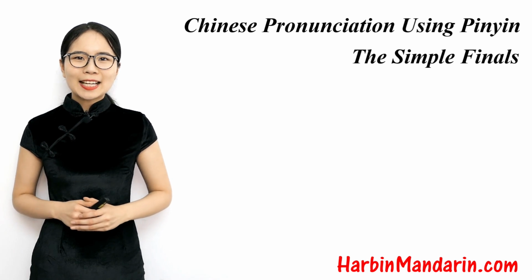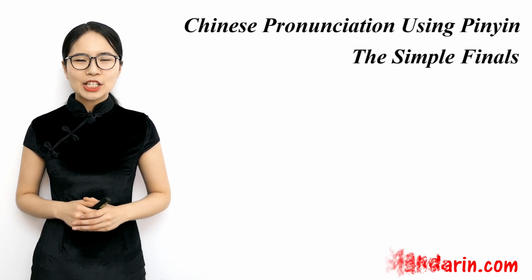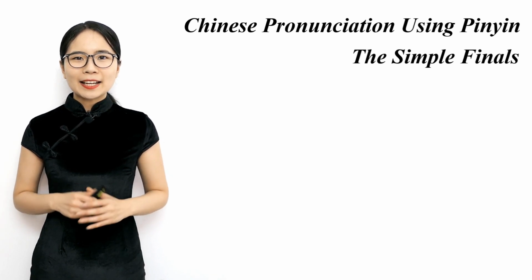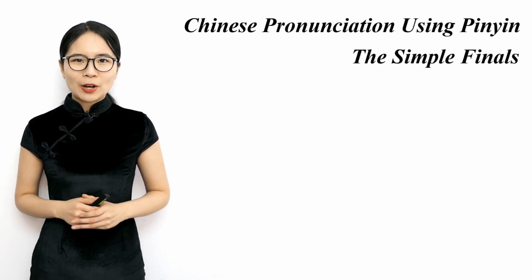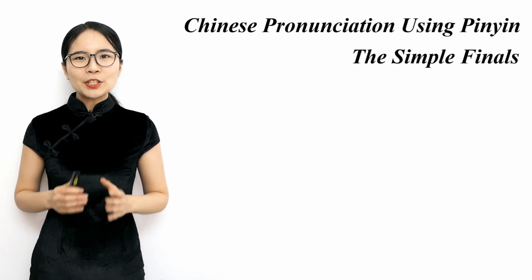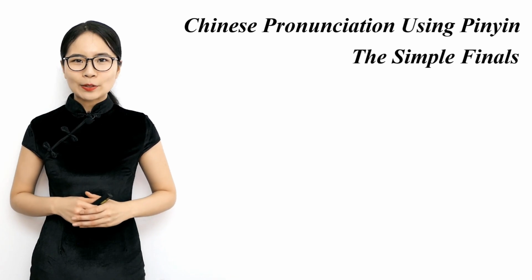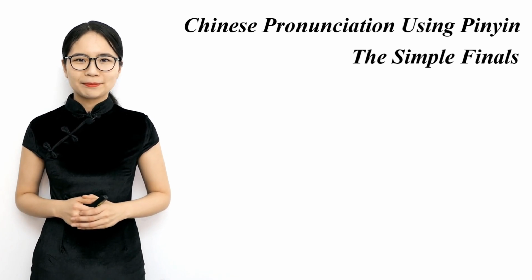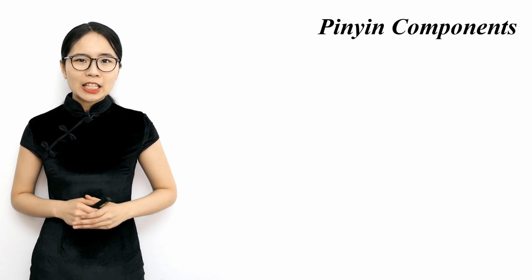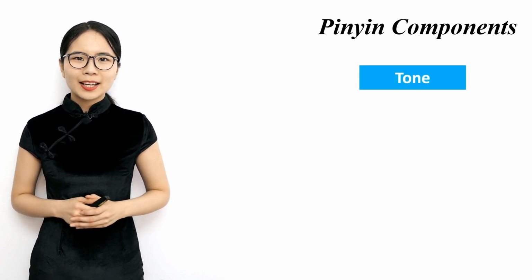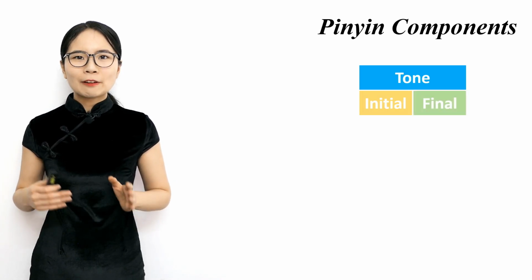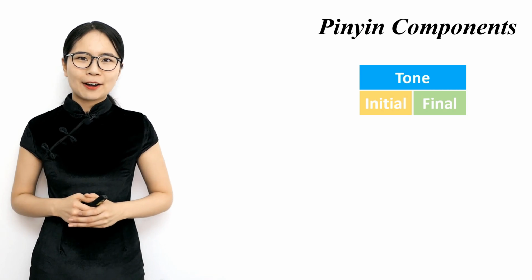Welcome to the second lesson in my Chinese pronunciation using Pinyin series. In the first lesson, I gave an introduction to Pinyin as well as the components that make up a Pinyin word. If you are new to Pinyin and haven't seen lesson 1, please watch that first. In lesson 1, we learned that a Pinyin word is made up of a tone, an optional initial consonant sound, and a final vowel or vowel plus consonant sound.